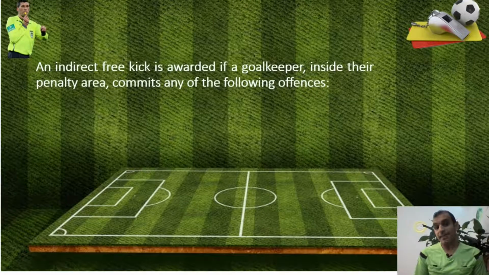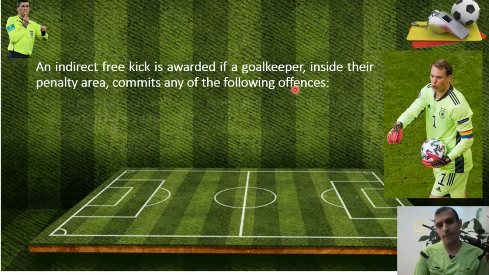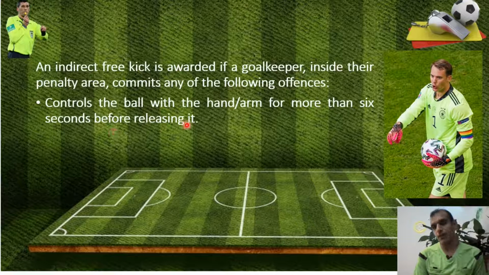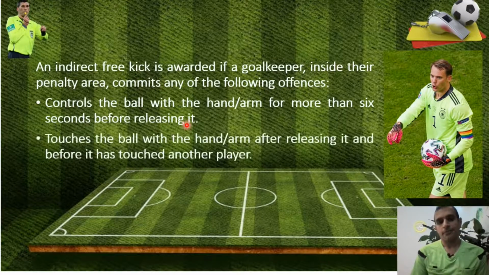An indirect free kick is awarded if a goalkeeper inside their penalty area commits any of the following offenses: controls the ball with the hand or arm for more than 6 seconds before releasing it. It's very important: the goalkeeper cannot have the ball in the penalty area more than 6 seconds. Touches the ball with the hand or arm after releasing it and before it has touched another player.